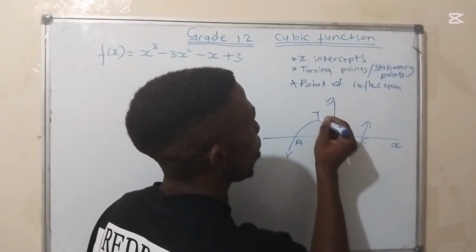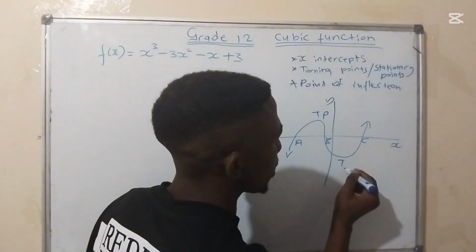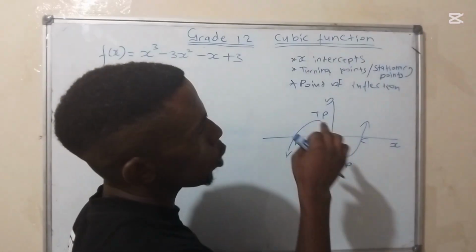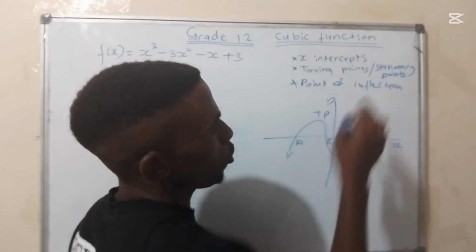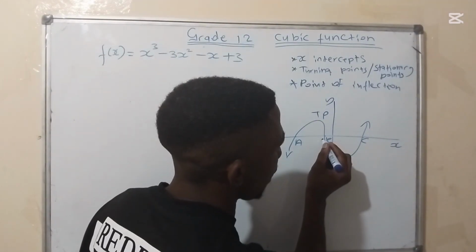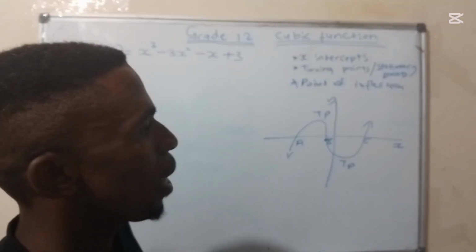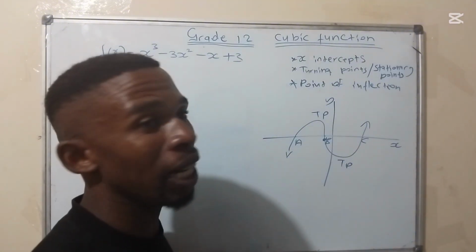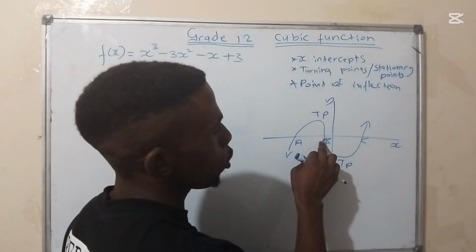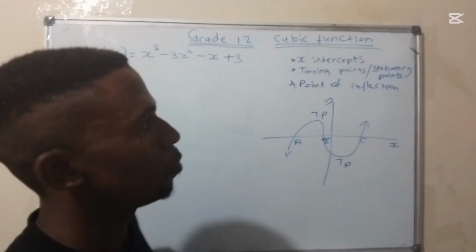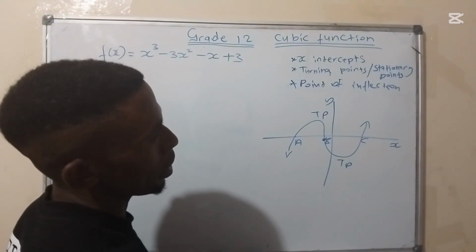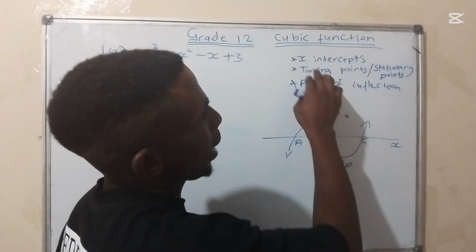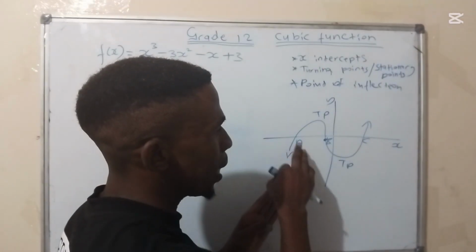Those are the turning points or the stationary points. TP means turning points. And you also need to know how to determine the point of inflection. That is the midpoint of the graph. If you can bisect this graph into two equal halves, it means that you are going to get the point of inflection.